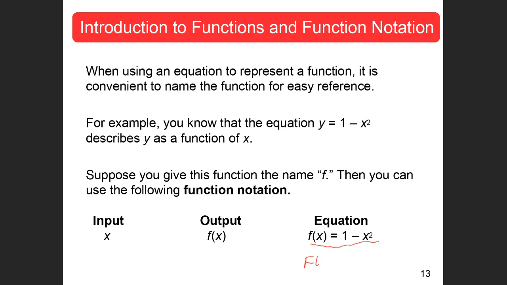So if I asked you what is f of 2, well, that means you plug 2 in for x. So 2 squared is 4, 1 minus 4 is negative 3. So f of 2 is equal to negative 3. Again, this is my x value. This is my y value when you think about this type of equation. Okay, so f of 2 really means what is the function equal to when you plug in 2 for the variable. That's what function notation is all about.